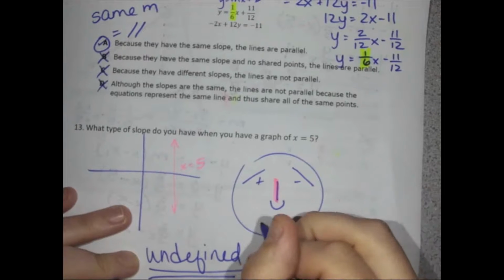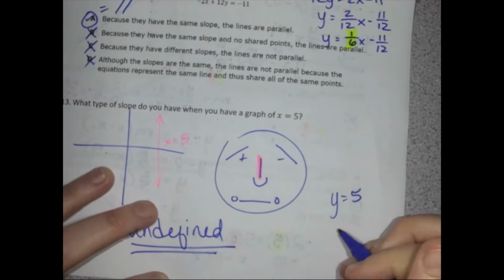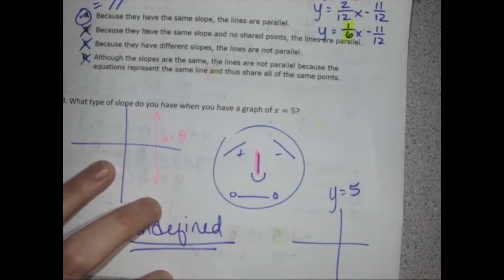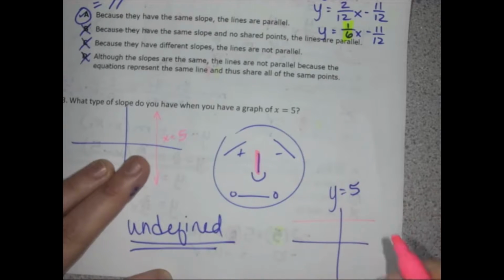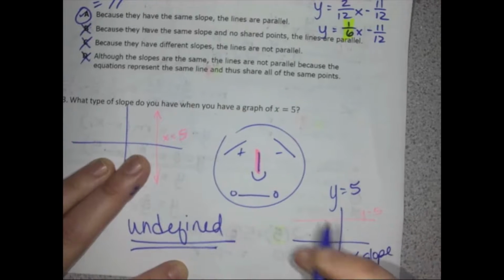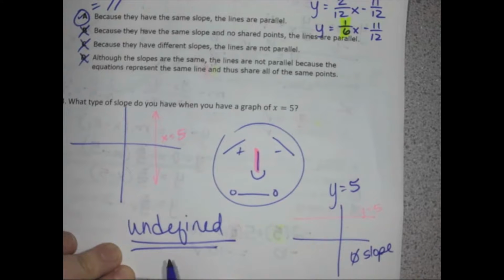The contrast to that is that if we had y equals 5, it would go through the point y equals 5, which would give us a horizontal line, and a horizontal line has a 0 slope. So a vertical line, up and down, that starts with x equals is undefined. A horizontal line, which is y equals, would give us a 0 slope.